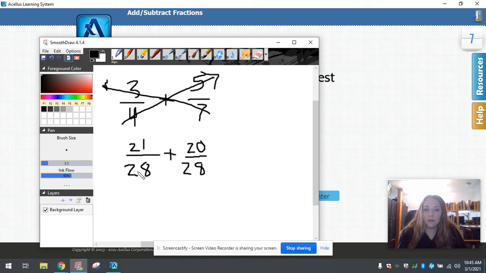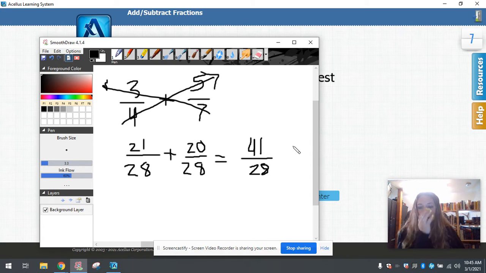And now we're going to add them. When we add them, we do not add the denominator. So our denominator stays the same. We have 21 plus 20. That gives us 41.